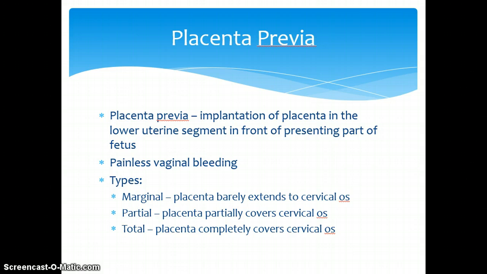The marginal placenta previa, where the placenta barely extends to the cervical os, a partial placenta previa, which partially covers the cervical os, and a total placenta previa, where the placenta completely covers the cervical os. We can do a trial of labor with a marginal, but typically the partials and the totals do have to go to C-section. Specifically the totals. You can't deliver the placenta before the baby.